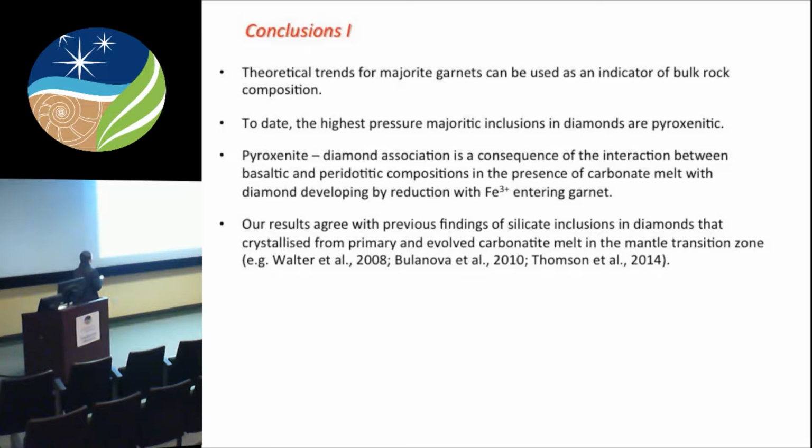The highest pressure majoritic inclusions are pyroxenitic, and there is actually not a single peridotitic inclusion so far found from the mantle transition zone. All of them are lowermost upper mantle, but not as deep as the transition zone. Possibly that pyroxenite diamond association is because of the interaction between basaltic and peridotitic compositions. And these two papers, by Thompson et al., who showed reaction of carbonatitic melt with peridotite, and us putting two layers together, they agree in their results.